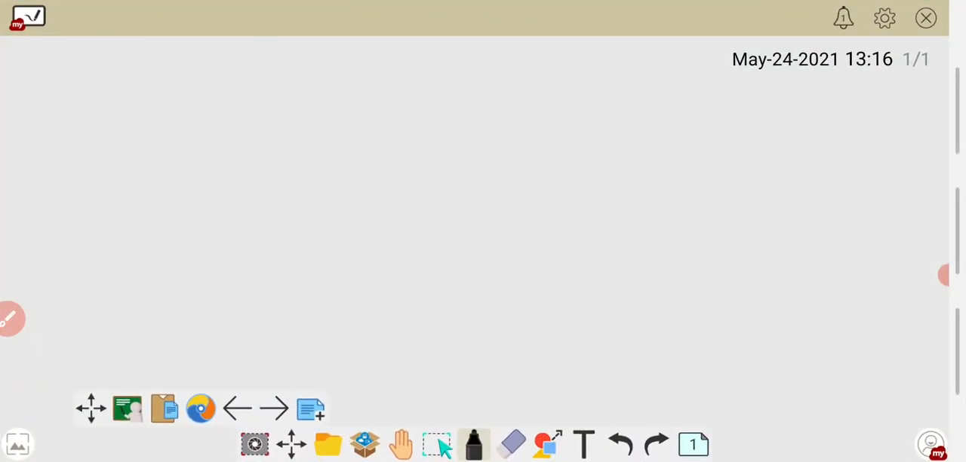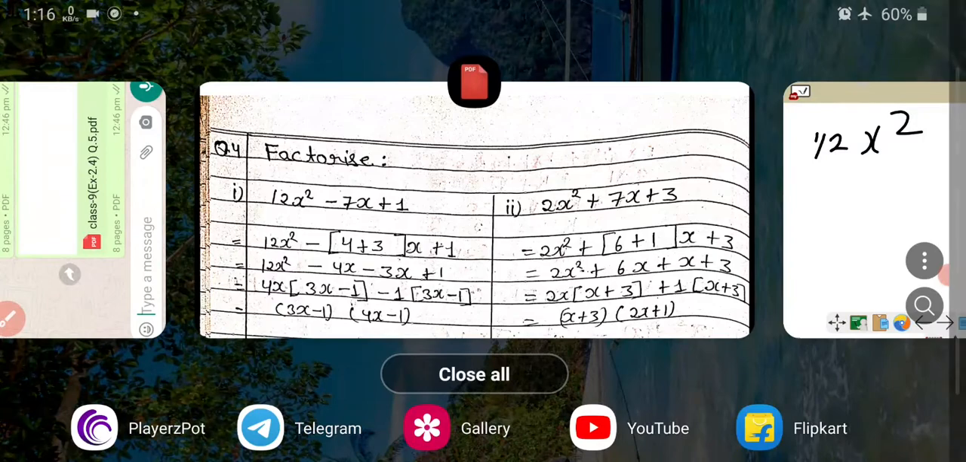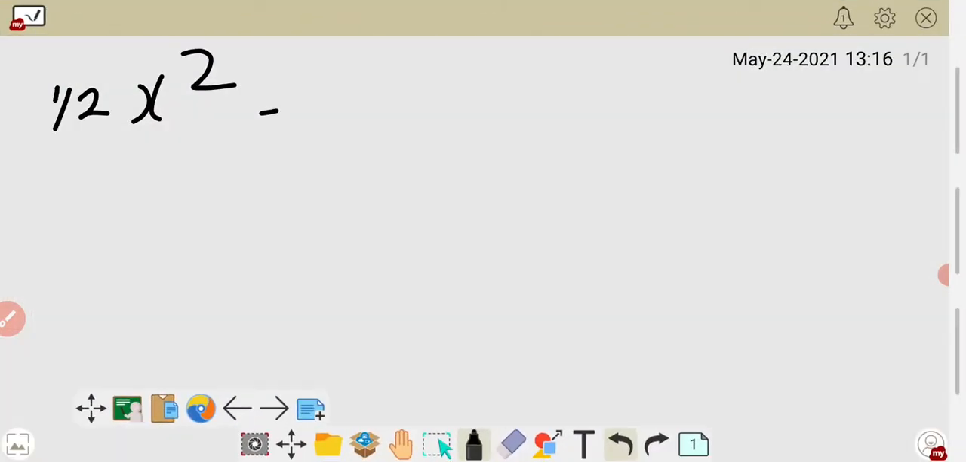The question is, just listen carefully. It is 12x square minus 7x plus 1. So the method I am teaching you is known as the middle term splitting method. Okay, in class 7, 8, 9 you studied that question.